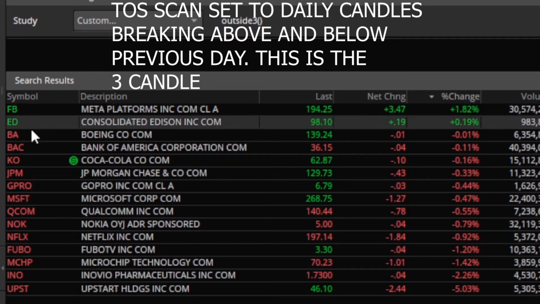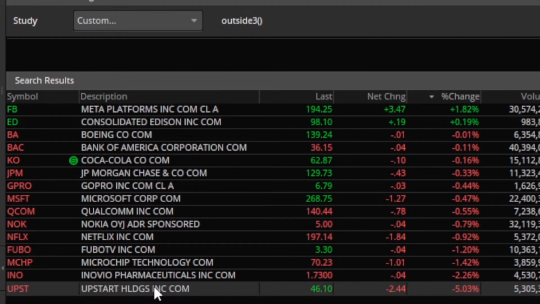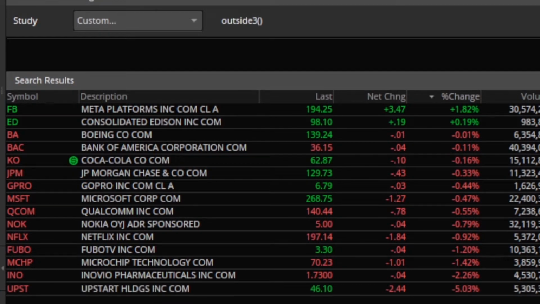Then I'll look at these. These are within my watch list. I don't scan the whole market because it's just overwhelming. It's just way too many to be looking at everything. So I just key out my watch list and then we go from there. Okay, let's look at Facebook.